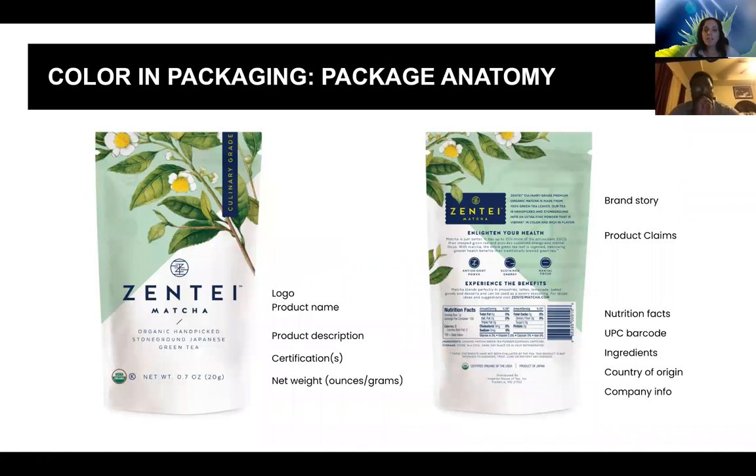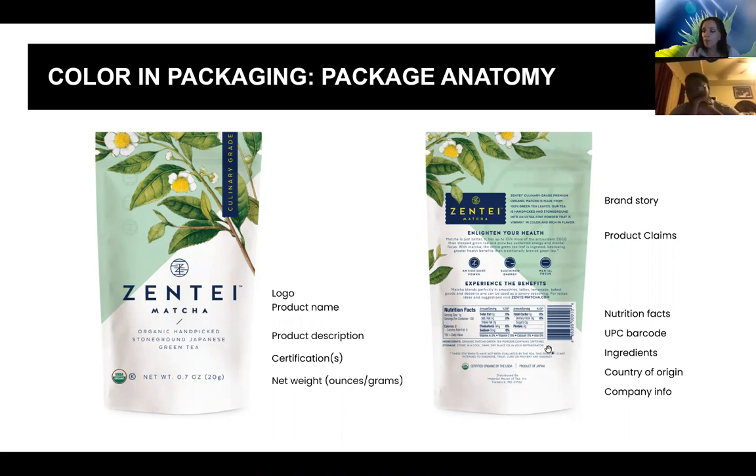So here I've laid out the anatomy for you a little bit more. Again, we have the icon mark logo, the logo name, the product name, Matcha, right? The product description, certifications such as the organic symbol, and the net weight. And then on the back, we have the brand story. We have some product claims. Then we have the nutrition label, the barcode, and the ingredients.